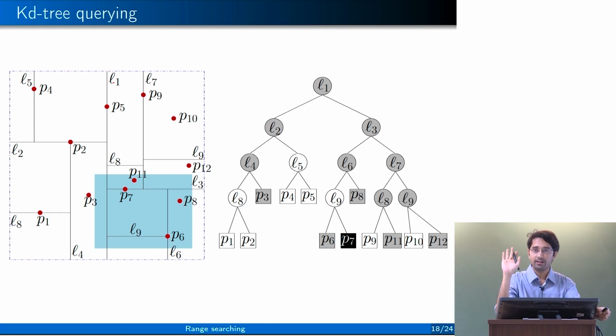L1 is a line. Does the query rectangle, this is my query rectangle, the blue one, participate in both the sides of L1? Then L1 becomes my split node. Right? I go to L2.